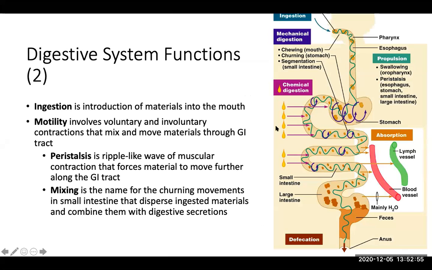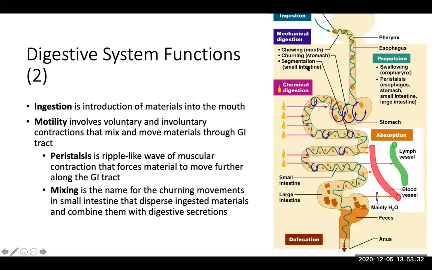The digestive system functions in ingestion, which is the introduction of materials into the mouth, and motility, which involves voluntary and involuntary contractions that mix and move materials through the GI tract. The two types of motility or movement are peristalsis and mixing. Peristalsis is the ripple-like wave of muscular contraction that forces material to move further along, and mixing is the name for the churning movements in the small intestine that will disperse ingested materials and then combine them with digestive secretions.